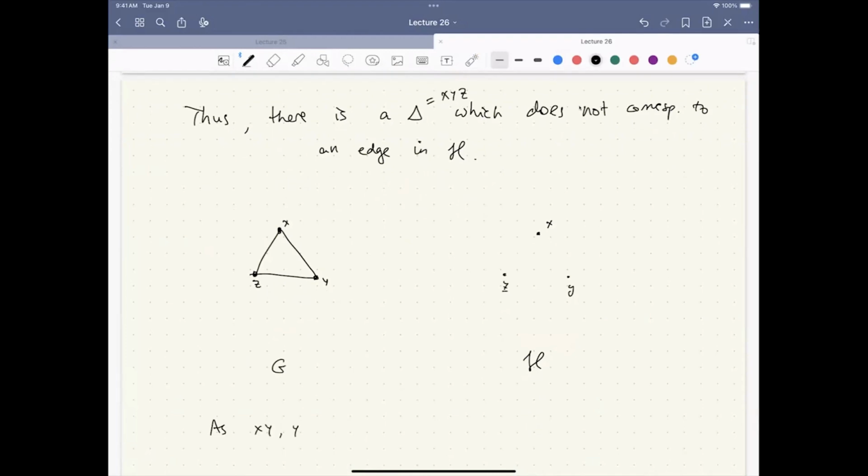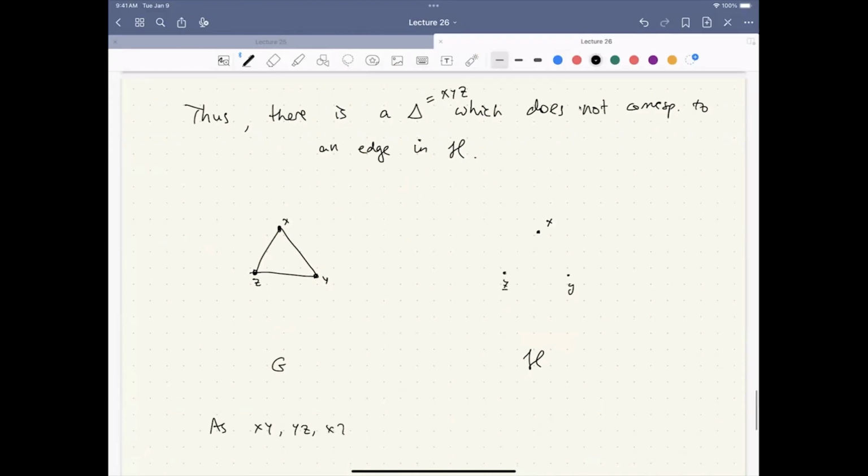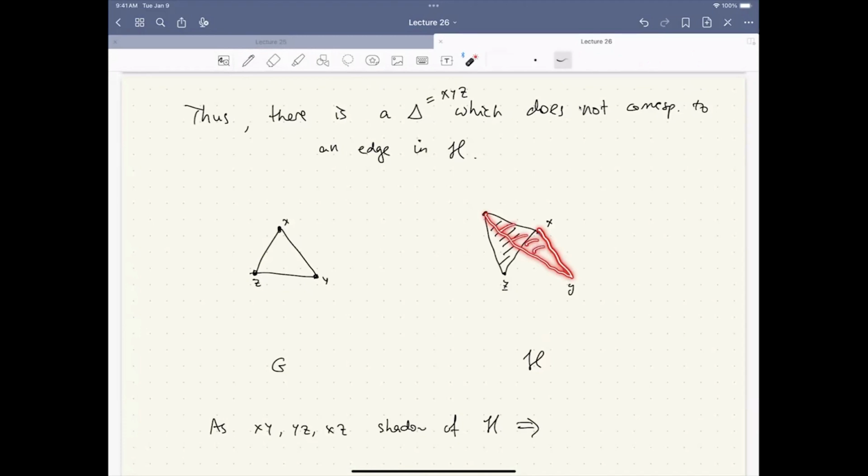So the triangle, let's say XYZ, with XZ a shadow of a hyperedge. This implies we have a hyperedge containing XZ, and this other vertex is not Y. Similarly, we have these two contained in a hyperedge, and the third vertex cannot be this vertex because otherwise this will be not linear. So it must be a new vertex.